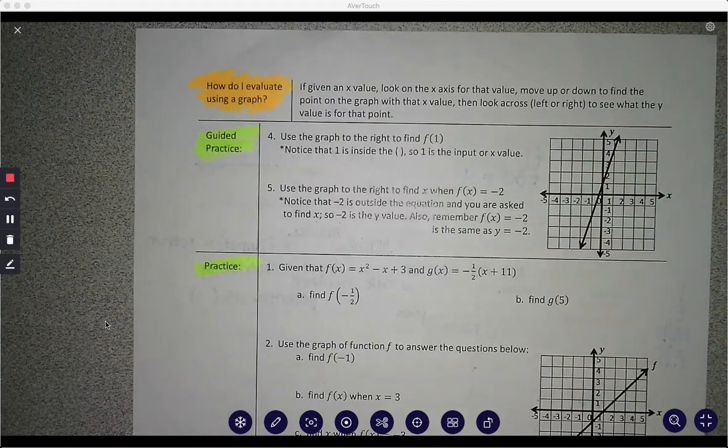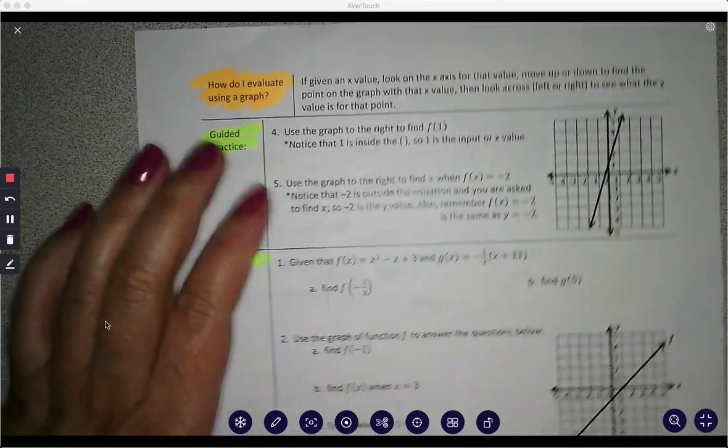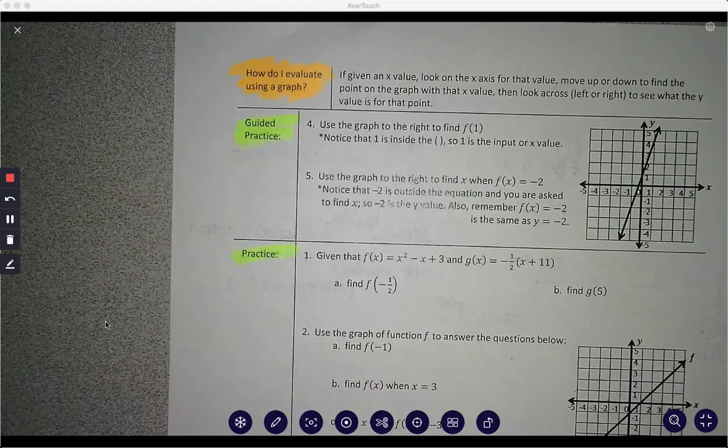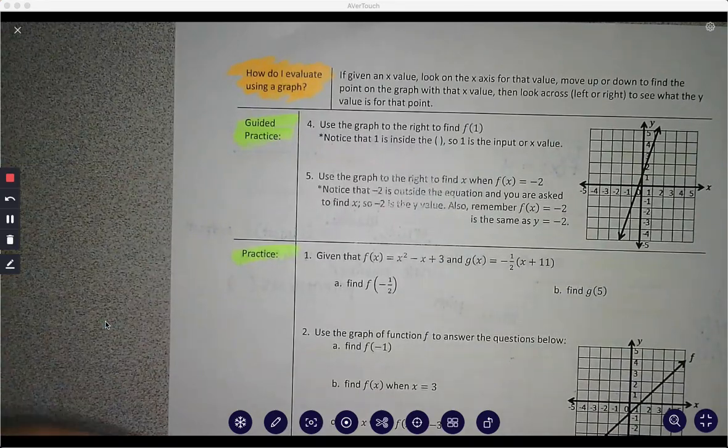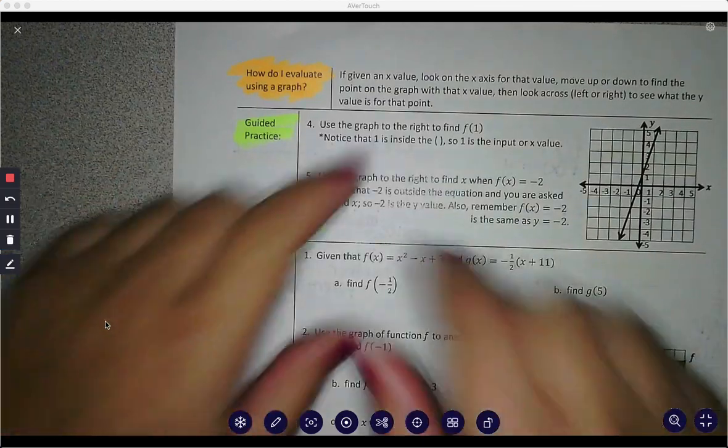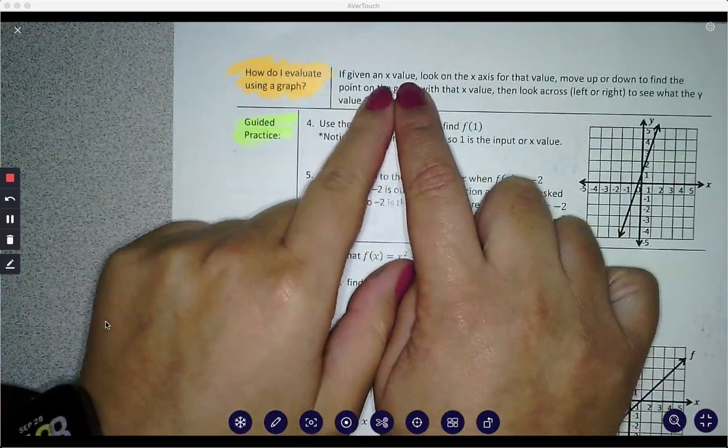Welcome back to part two of your examples. So now we're going to focus more so on using a graph. Previously we used a table and your calculator. Now we're going to look at a graph. So how do we evaluate using a graph?